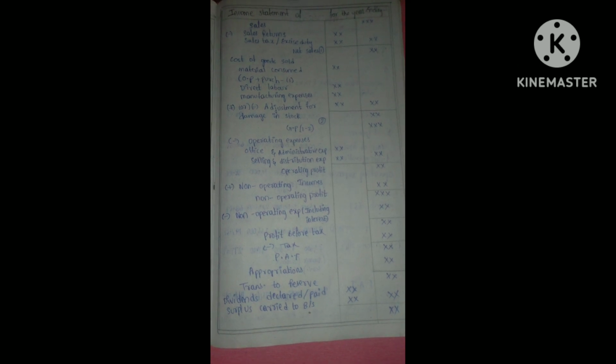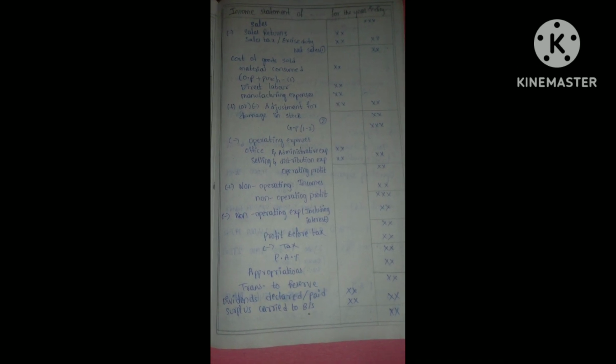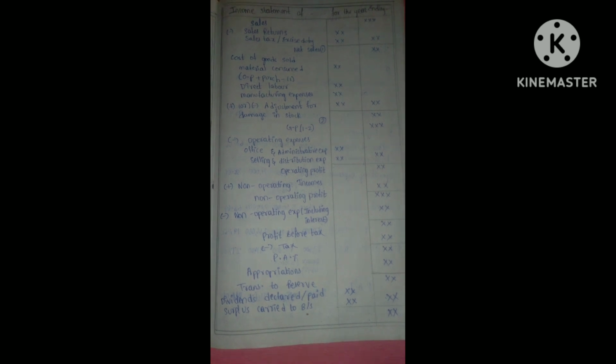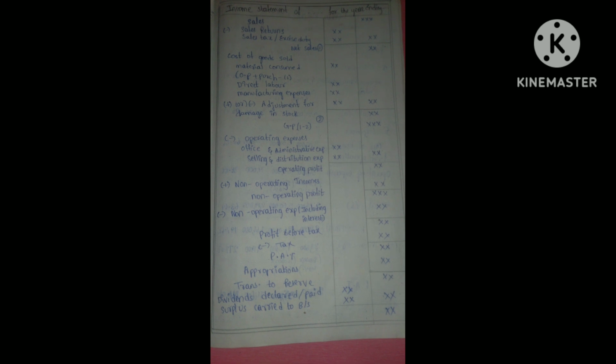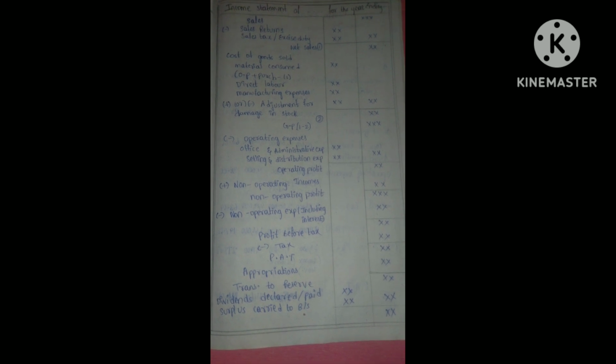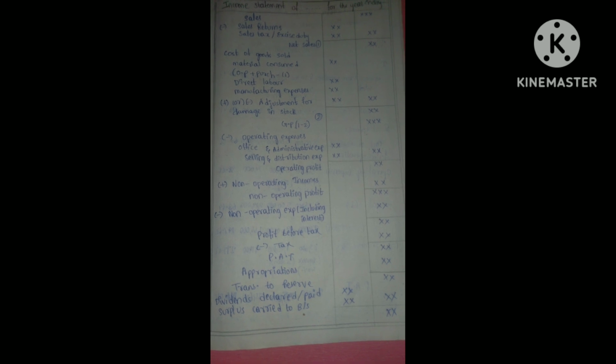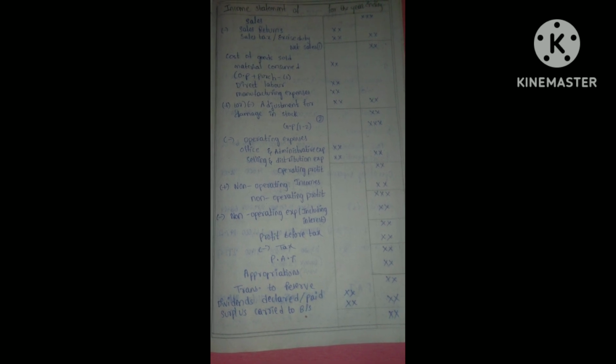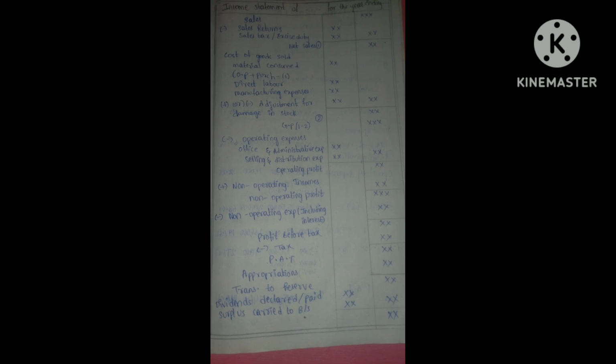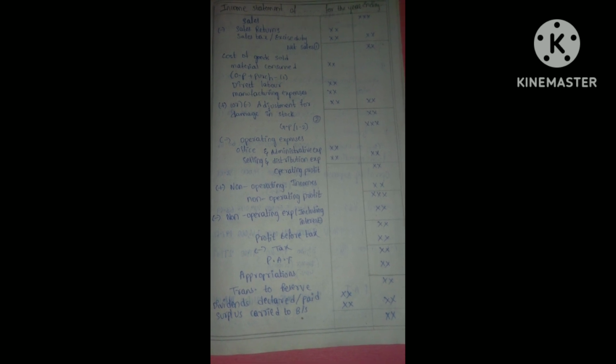Okay guys, first we need to make a table and we have to make two columns. So we have to keep the heading. How to keep the heading is: income statement of, for example, any company's name. I will take Raju PVT Ltd. So, income statement of Raju PVT Ltd for the year ending 2020.